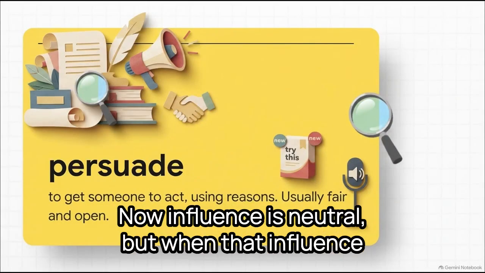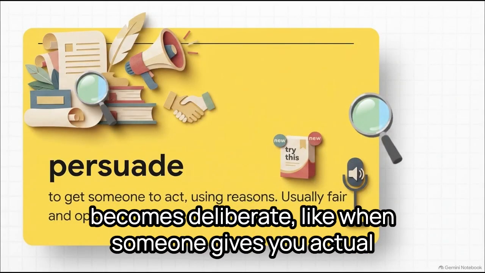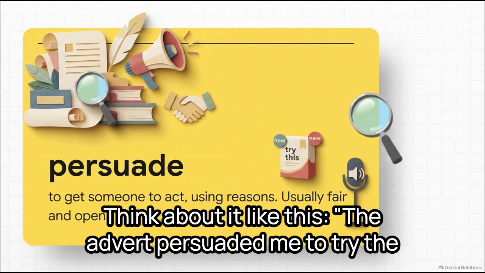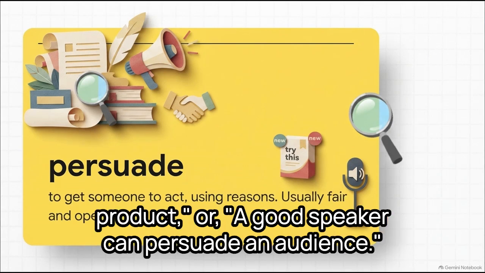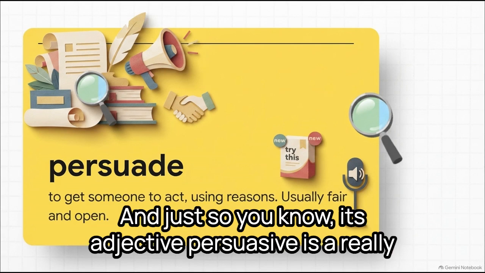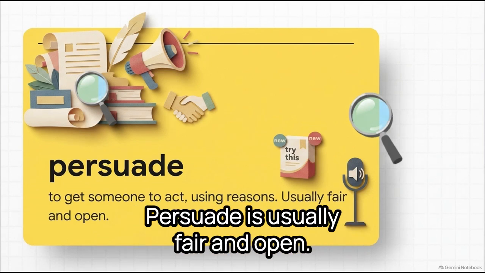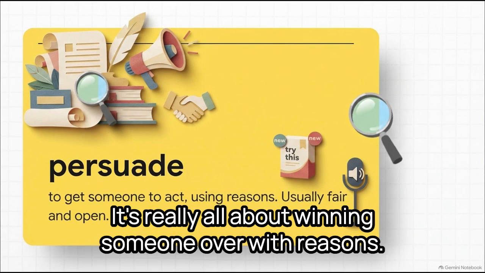Now, influence is neutral, but when that influence becomes deliberate, like when someone gives you actual reasons to try and get you to act, the word is persuade. Think about it like this. The advert persuaded me to try the product, or a good speaker can persuade an audience. And just so you know, its adjective, persuasive, is a really strong Band 7 word. You might write about a persuasive argument. Persuade is usually fair and open. It's really all about winning someone over with reasons.